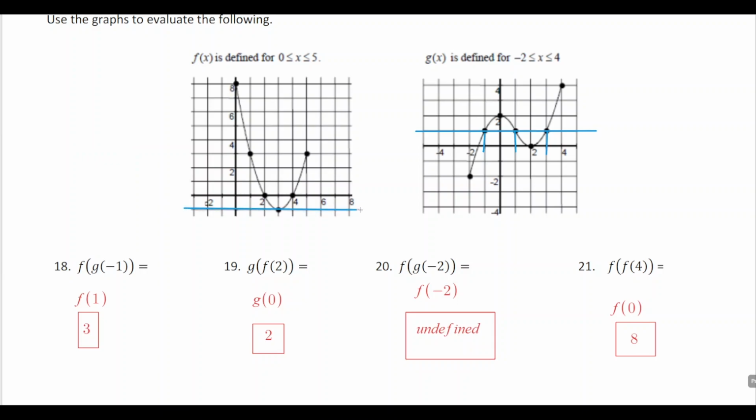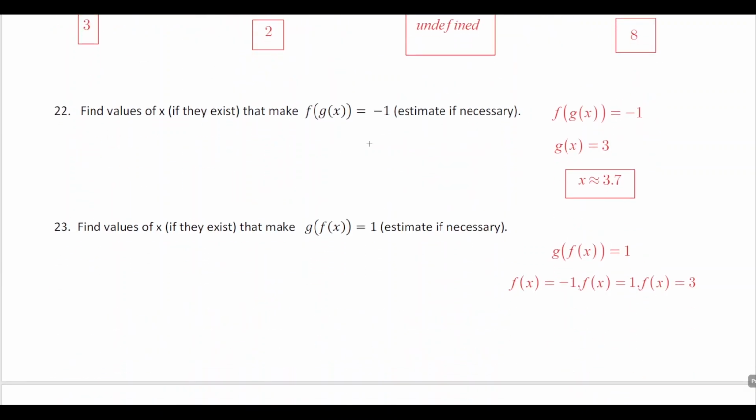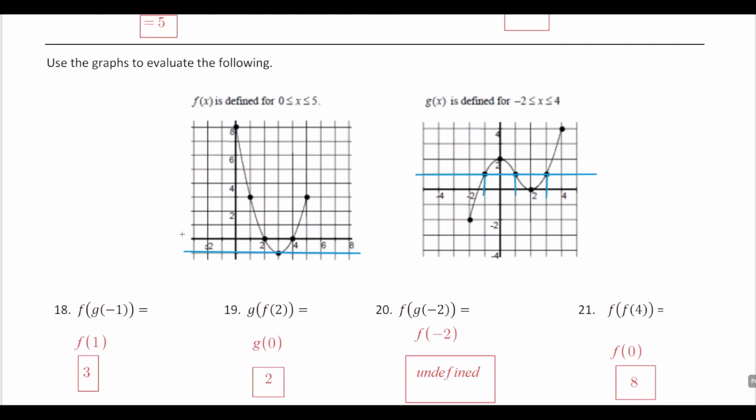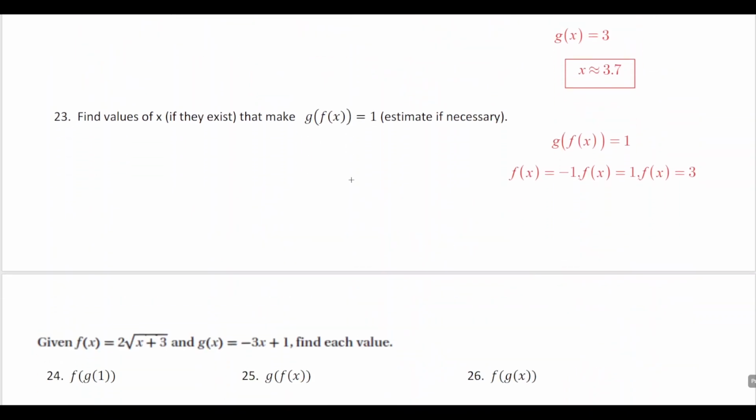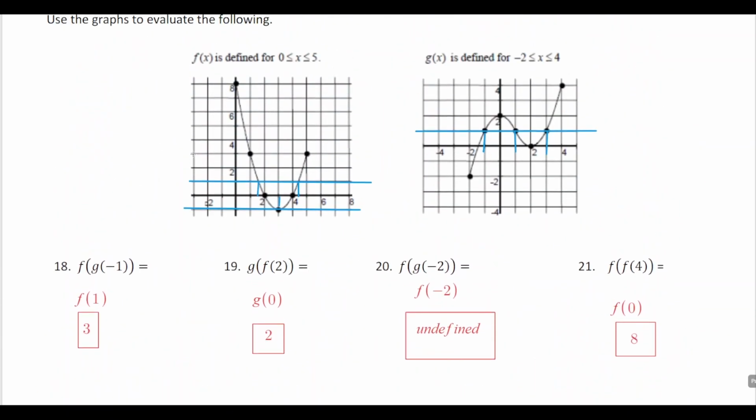So f of x is equal to -1 when x is 3. We already answered that over here for this one, right? And then f of x is equal to 1 at 2 locations, here and here, right? So we've got basically 3 values here. And then for the last one, where is f of x equal to 3? That's going to be right here, so that gives us 2 more values. So we're going to have a total of 6 solutions here. These two are going to be estimates, but the other 3 should be exact.